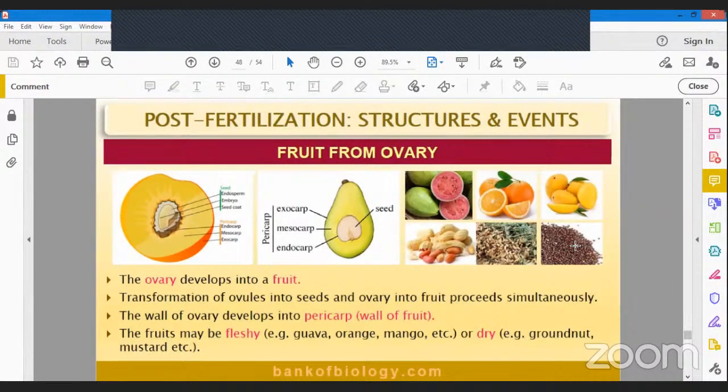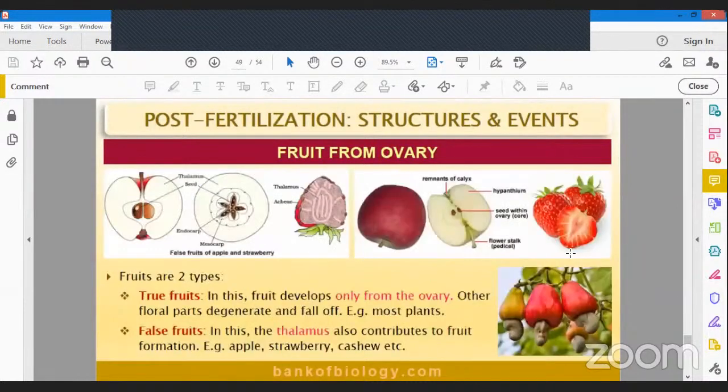Done. So we go to the next part. Fruits are of two types. One true fruit, another false fruit. What about true fruit? Here in true fruits, the fruit will develop only from the ovary, whereas in a false fruit, it will develop from other parts other than the ovary.